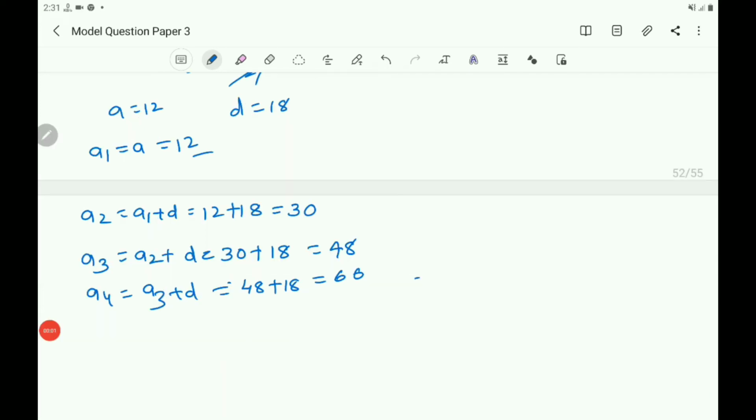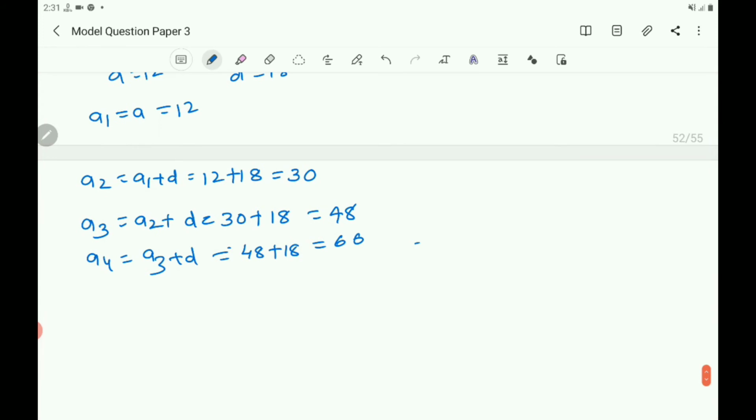You got first term, second term, third term, fourth term. Now you can write the AP. Right? The AP is 12, 30, 48, 66, and so on.